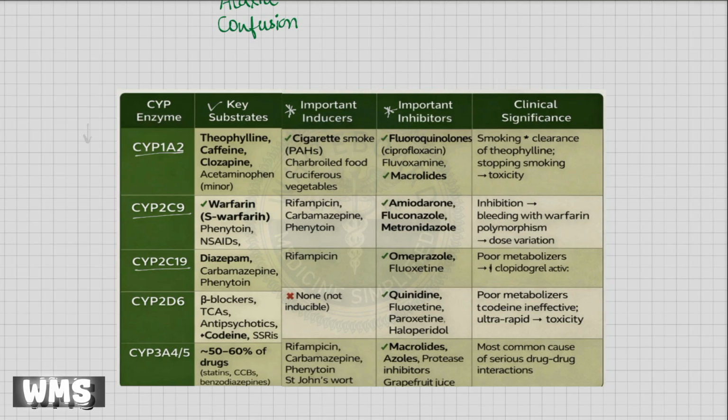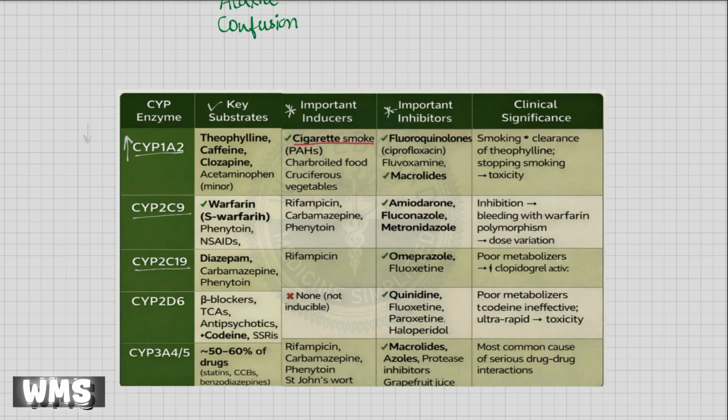A classic example, and one you should absolutely know, is cigarette smoking. Cigarette smoke contains hydrocarbons. In a smoker, these compounds stimulate the liver to produce more CYP enzymes, especially CYP1A2. So what does that mean clinically? It means that any drug metabolized by CYP1A2 will be broken down faster in a smoker. As a result, plasma drug levels will be lower.